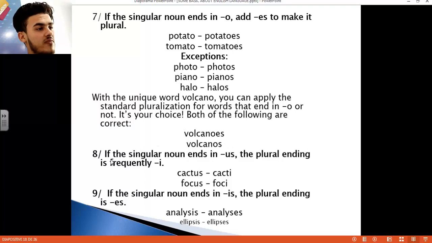The eighth rule is if the singular noun ends in us, the plural ending is frequently I. Like here the example, cactus, the plural is cacti. Focus, the plural is foci. We have to omit the us and add an I simply to get our plural form. The ninth rule, if the singular noun ends in IS, the plural ending is ES.